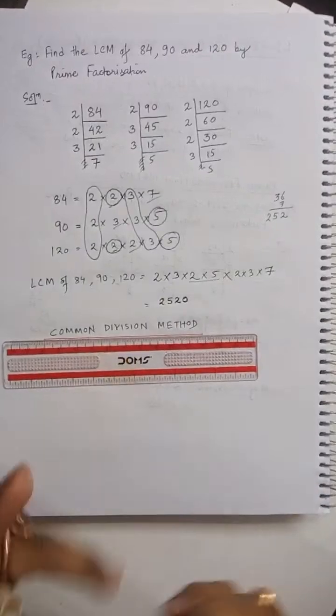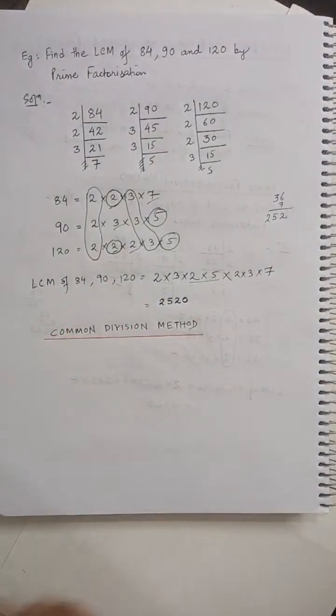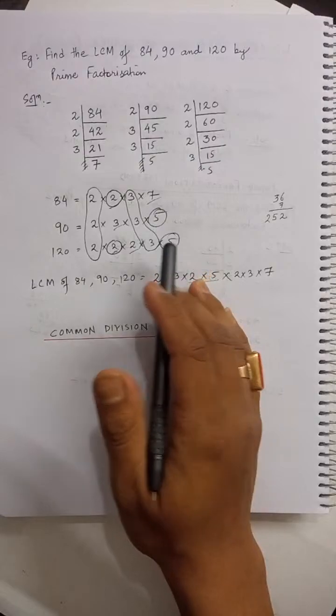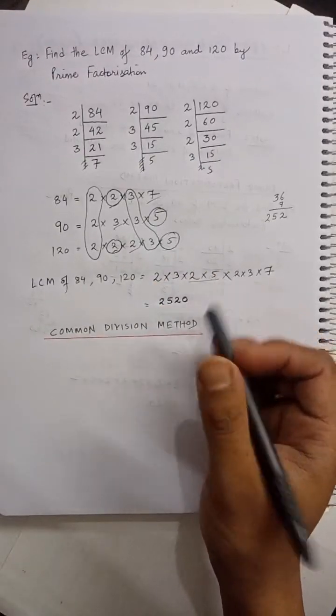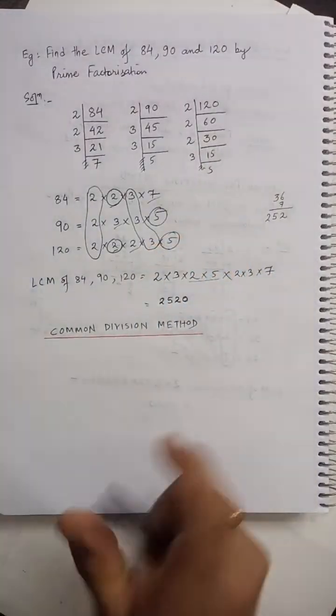Common division. Okay, so these methods are very suggestive of their names. No? Common division, that means we have to divide all the 3 numbers at the same time. Okay, this is actually, you can say, an advanced form of prime factorization where we will do these 3 prime factorizations together at a time.